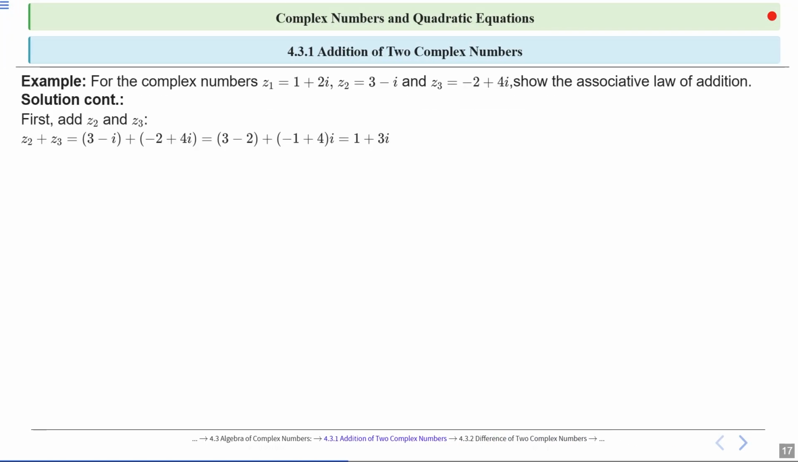Now first add Z2 and Z3. Z2 plus Z3 equals 3 minus iota plus minus 2 plus 4 iota. This is 3 minus 2 plus minus 1 plus 4 iota. This is 1 plus 3 times iota.